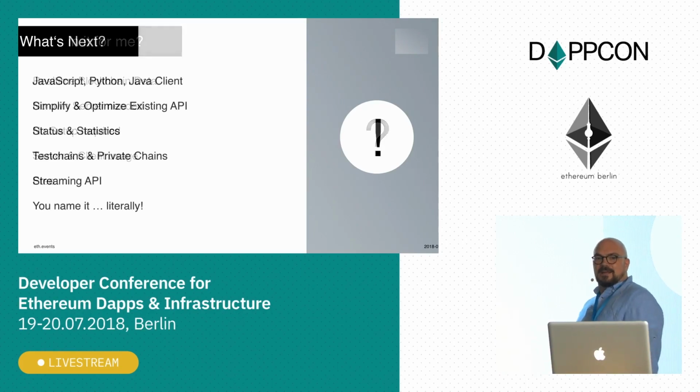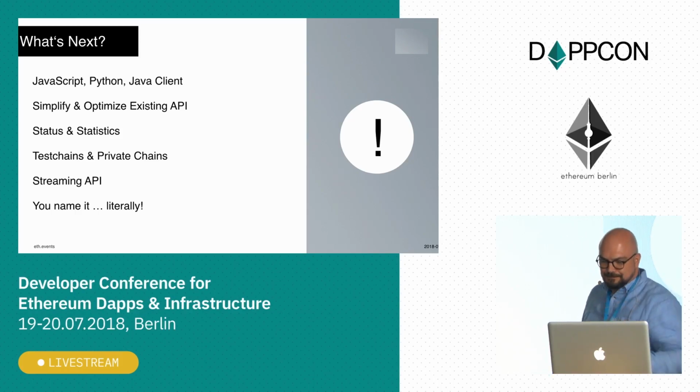Okay, the next steps, at least what we have in mind right now, would be to have clients in JavaScript, Python, and Java. We are going to simplify and optimize the existing API. Right now you can send raw Elasticsearch queries to the service, which is quite powerful, but also not that handy. So we will provide specialized endpoints for things like easy counting or simple aggregations.